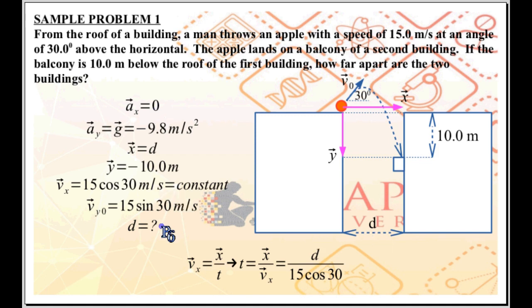Now that we have divided the variables into their x and y components, analyze the x component separately from the y component. Starting with the x component, uniform motion again, you simply have Vx is equal to x over t. Isolate t, so you have t is equal to d over 15 cosine 30 degrees.